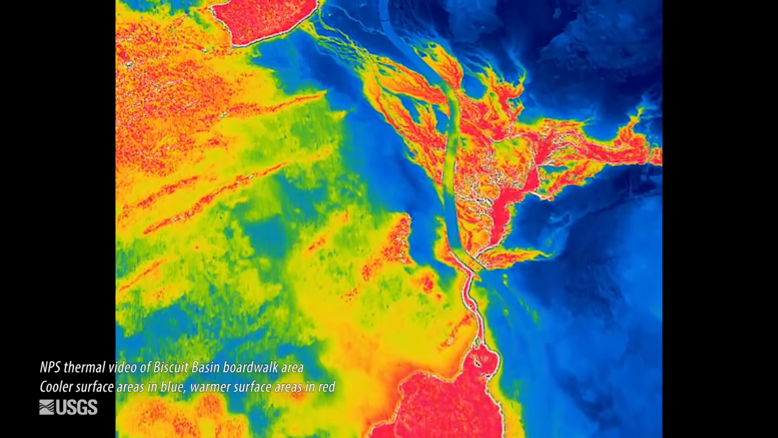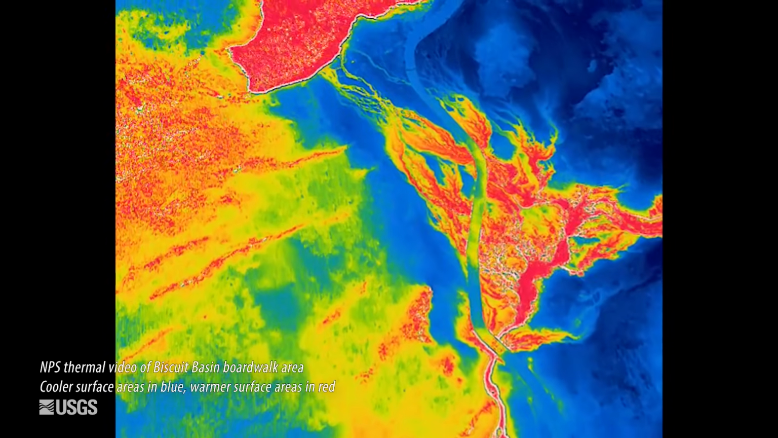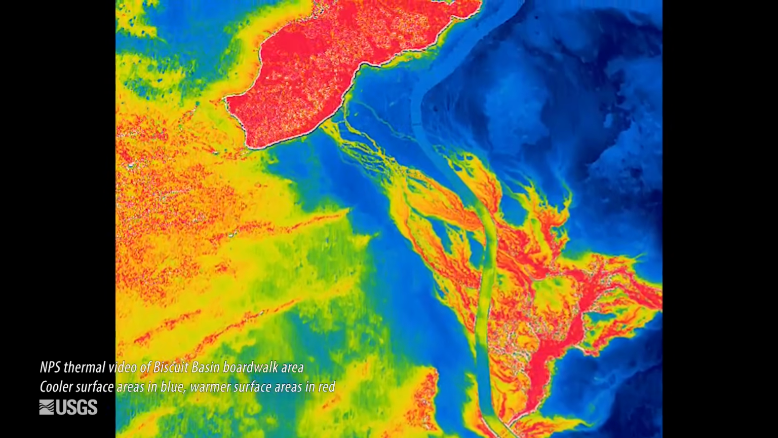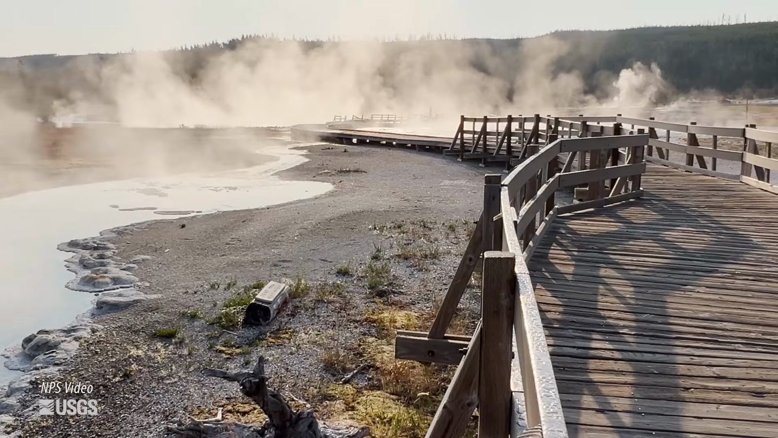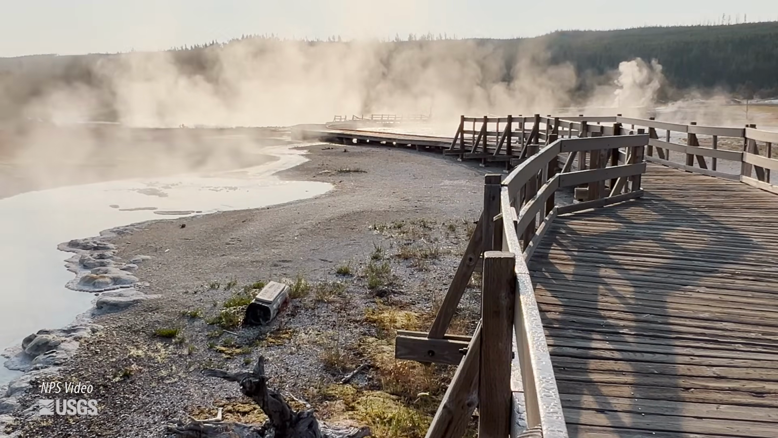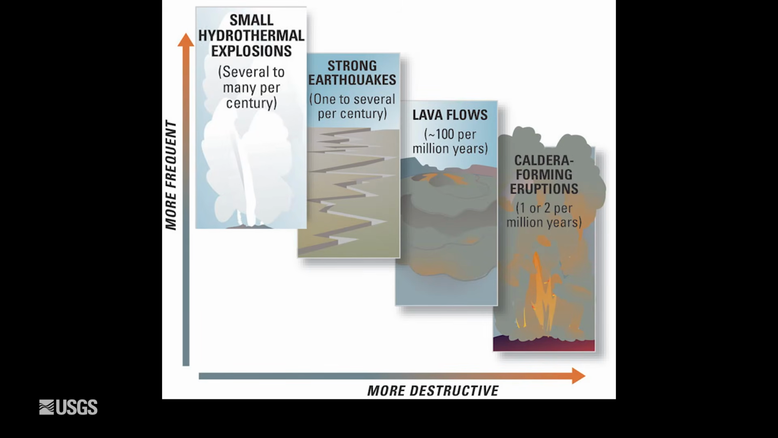It's an important reminder of Yellowstone's dynamic and ever-changing nature. Unfortunately, no one was injured, and Biscuit Basin will remain closed while geologists assess how the area has changed and if the features were showing any new signs of behaviors. So it's a classic example of a hydrothermal explosion, an important hazard in Yellowstone.